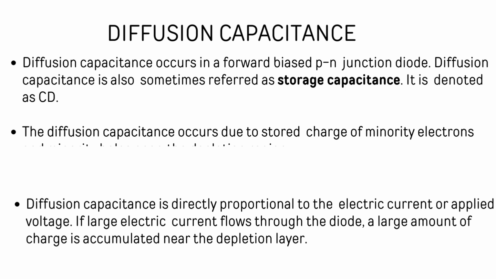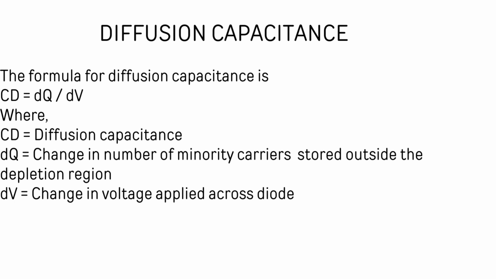If a large electric current flows through the diode, a large amount of charge is accumulated near the depletion region. The formula for diffusion capacitance is C_D equals dq by dV, where C_D is the diffusion capacitance, dq is the change in number of minority carriers stored outside the depletion region, and dV is the change in voltage applied across the diode.